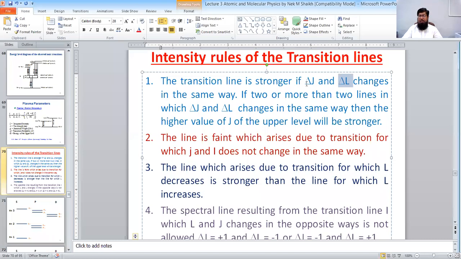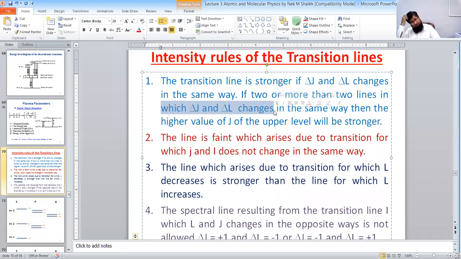अगर डेल्टा J +1 है और डेल्टा L -1 है तो उसकी इंटेंसिटी कम होगी. इसका मतलब है कि ये दोनों चीजें, डेल्टा L और डेल्टा J, must be changing in the same way. So here the transition line is stronger. It means this is the stronger line if delta L and delta J change in the same way. If two or more transition lines have delta J and delta L changing in the same way, then the higher J value will have the maximum intensity.